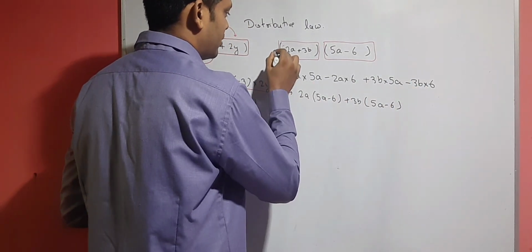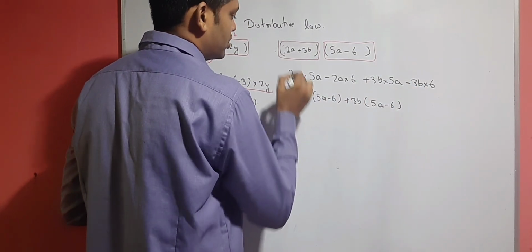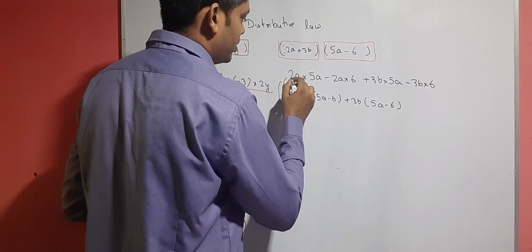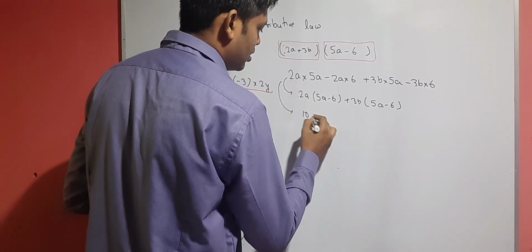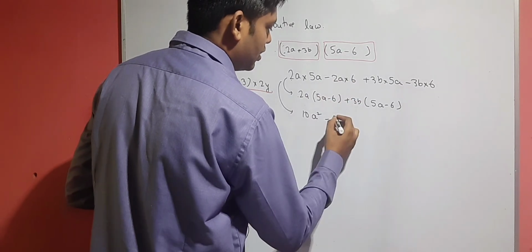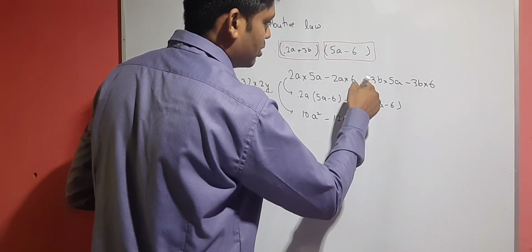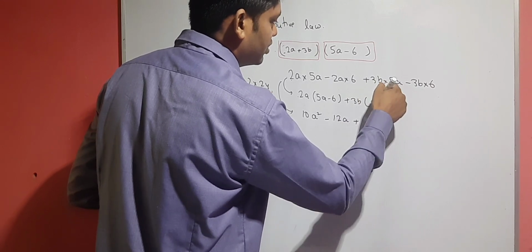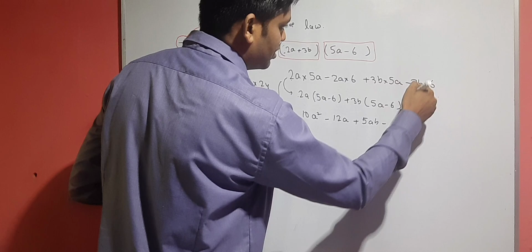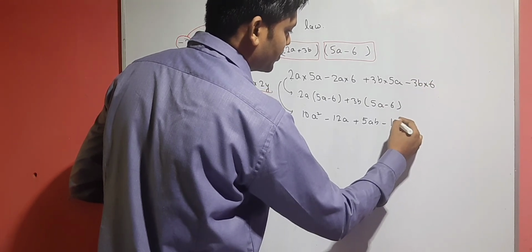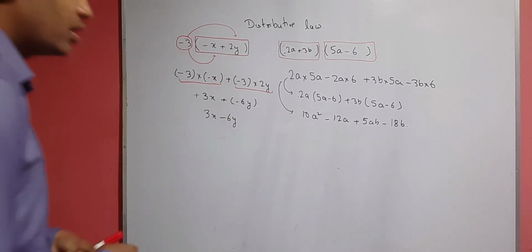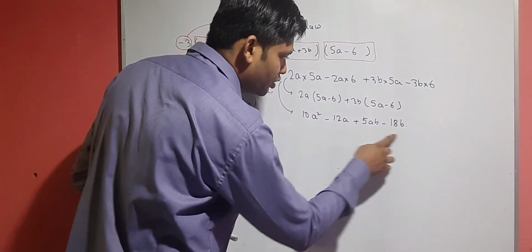Okay, this is step number 1. Sorry, this is the question step number 1, step number 2, and after that we will do the sum. So it will be 5 to the 10 a square minus 6 to the 12 a plus 5 3 the 15 ab minus 3 6 the 18 b. This is your answer.